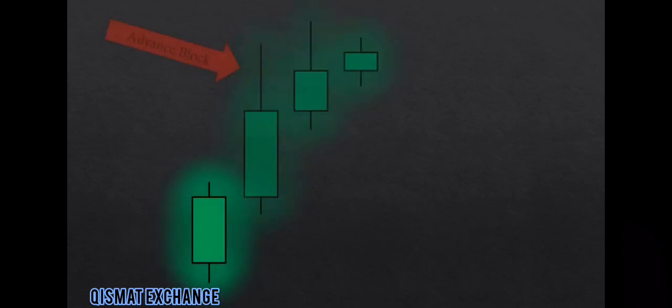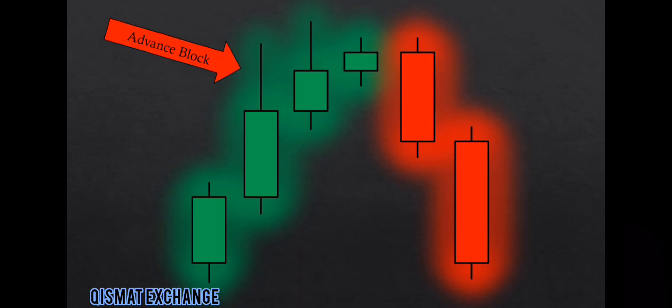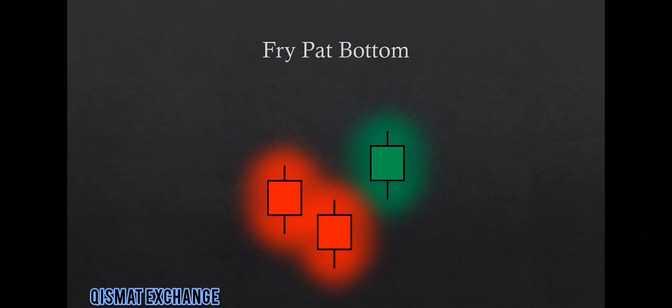The advanced block appears when price is going up in order to signal a reversal to the downside. The last 2 complex reversal patterns formed by 3 candles are the fry pan bottom and the dumpling top. The fry pan bottom is a bullish reversal pattern formed by 2 small bearish candles, followed by a small bullish candle that opens with a considerable gap up.